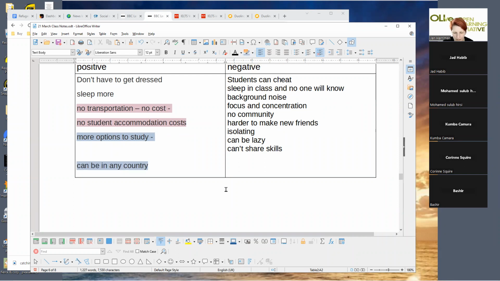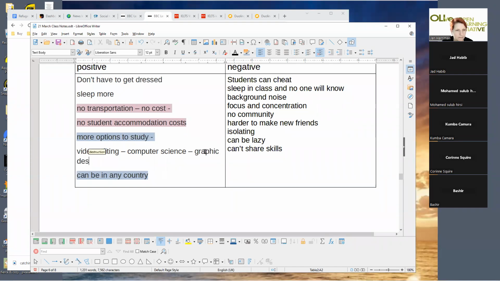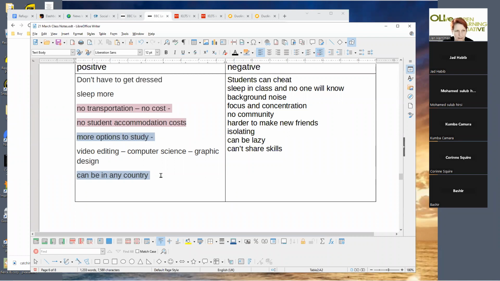Video editing. Okay. Video editing. Computer science. Yep. I'm gonna turn that off. Oh, off. There we go. Video editing, computer science. Excellent. Graphic design. Do we need more examples? Yeah. And hospitality.